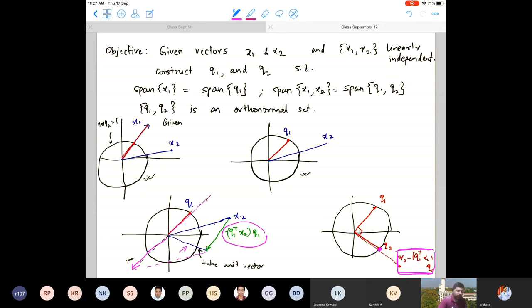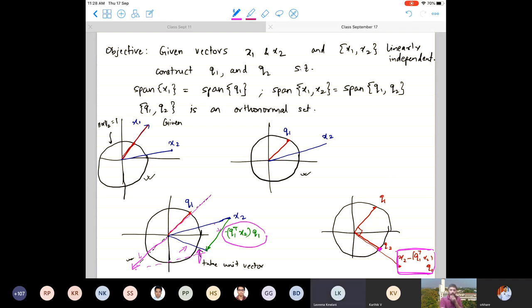So we are taking the negative of that vector. That is this vector, which is parallel to the green vector that you see here. These vectors are parallel to each other, with magnitude minus q1 transpose x2 into q1. I complete the parallelogram by adding x2 and this vector, minus q1 transpose x2 into q1. The diagonal of the parallelogram is the vector which I have denoted here, and when you take its unit vector, that will give you q2. That's what.